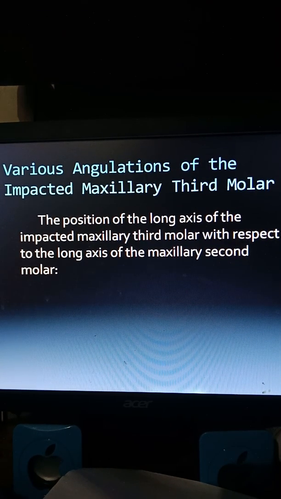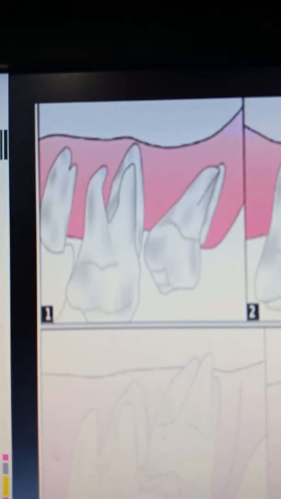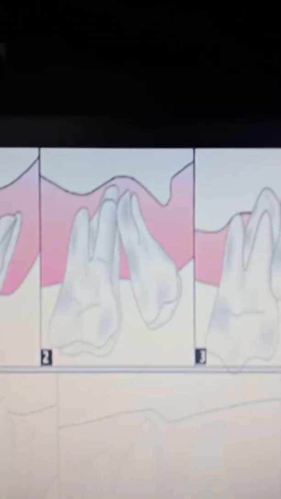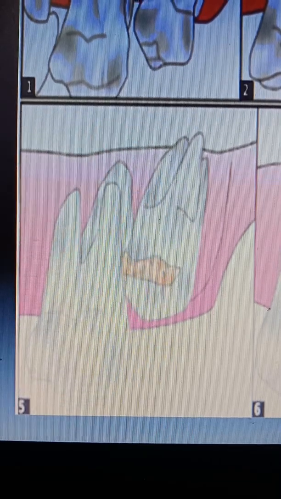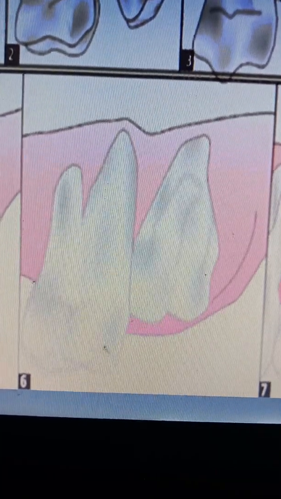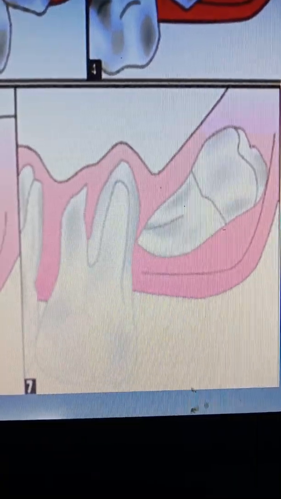So there are various angulations of the impacted maxillary third molar, based on the position of the long axis of the impacted maxillary third molar with respect to the long axis of the maxillary second molar. We have here the first one, which is mesioangular, the second one distoangular, the third one is vertical, the fourth one is horizontal, the fifth one is buccoversion, the sixth one is lingoversion, and lastly, the seventh one is inverted.